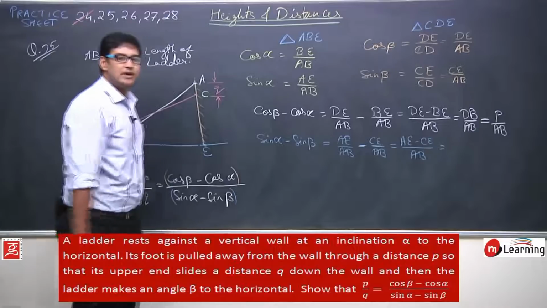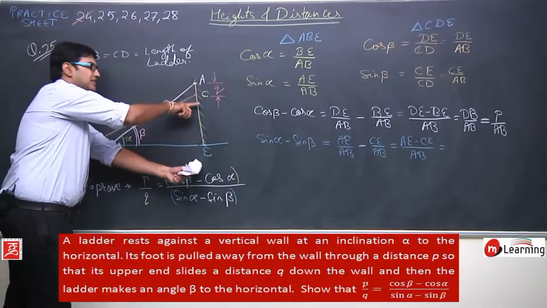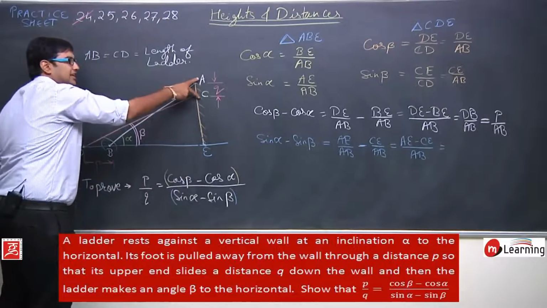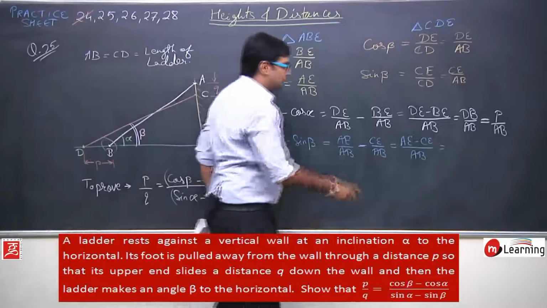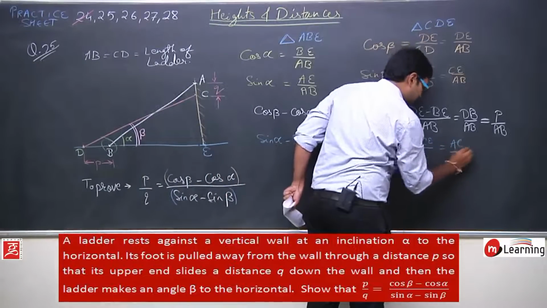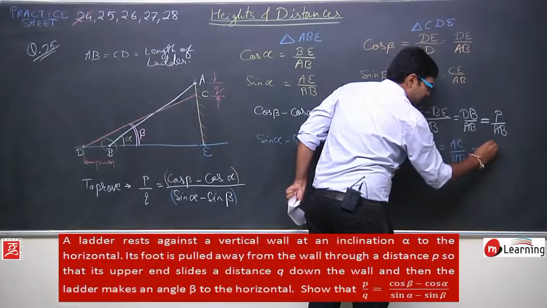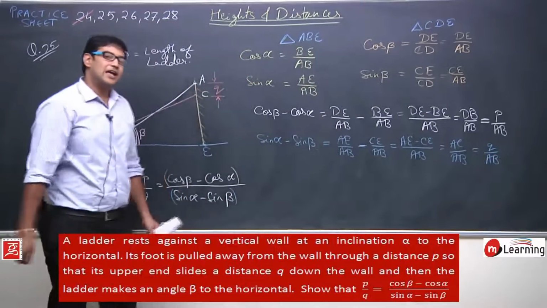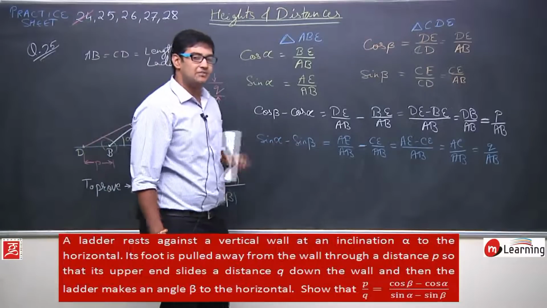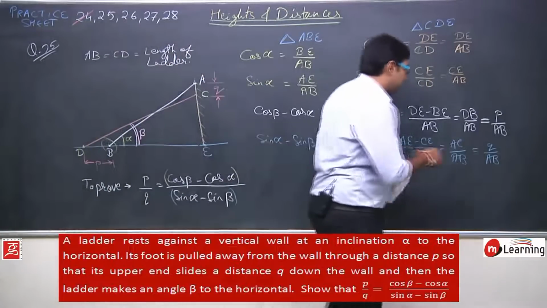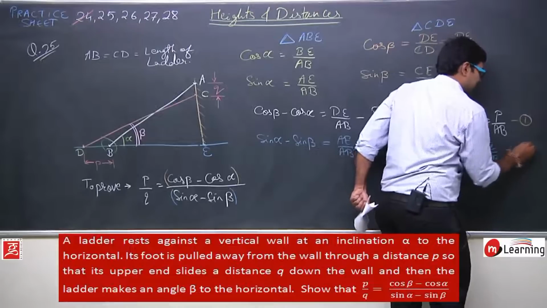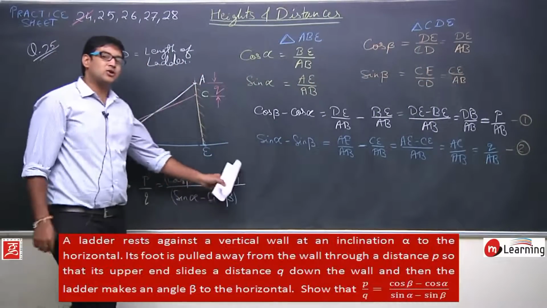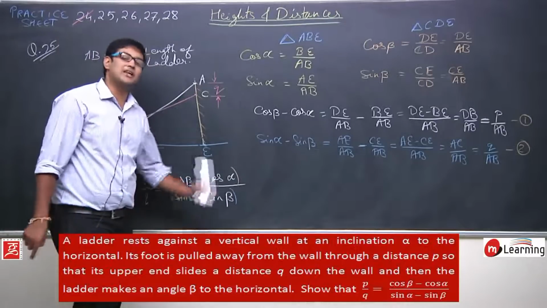Now what is AE minus CE? This length is AE, this length is CE. So CE is subtracted from this AE, you will be left with AC, which is Q. So in place of AE minus CE, I can write AC upon AB, which is equal to Q upon AB. So I have the value of sin alpha minus sin beta as well. So this is the first equation, this is the second equation. Now my task is to determine the value of cos beta minus cos alpha upon sin alpha minus sin beta.